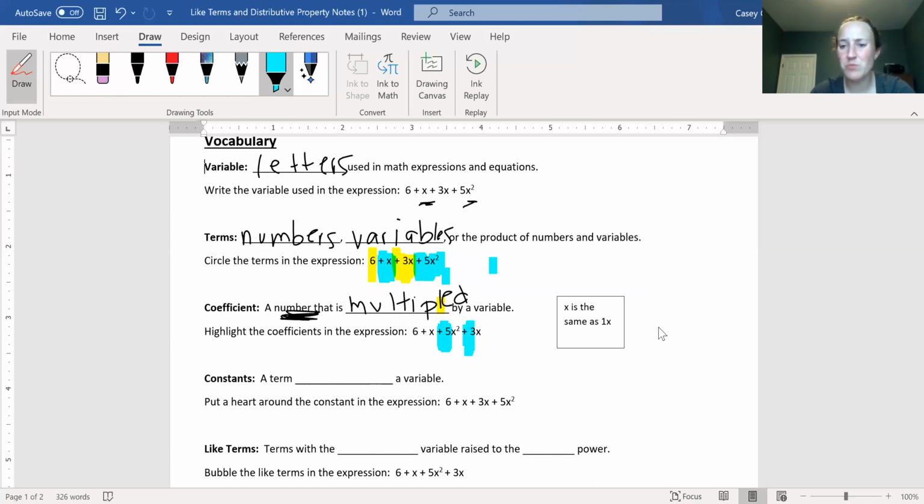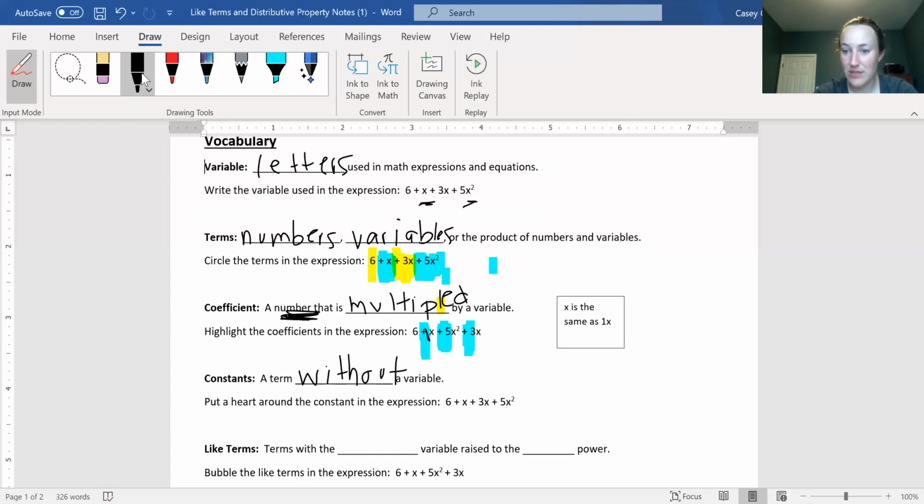And then there's actually one more coefficient that we still have. Think about what else it is. If you were thinking 1, you're right, because we can put a 1 in front of that x. And so my coefficients here are that imaginary positive 1, positive 5, and positive 3. Constant is going to be a term without a variable. Fill that in the blank for me.